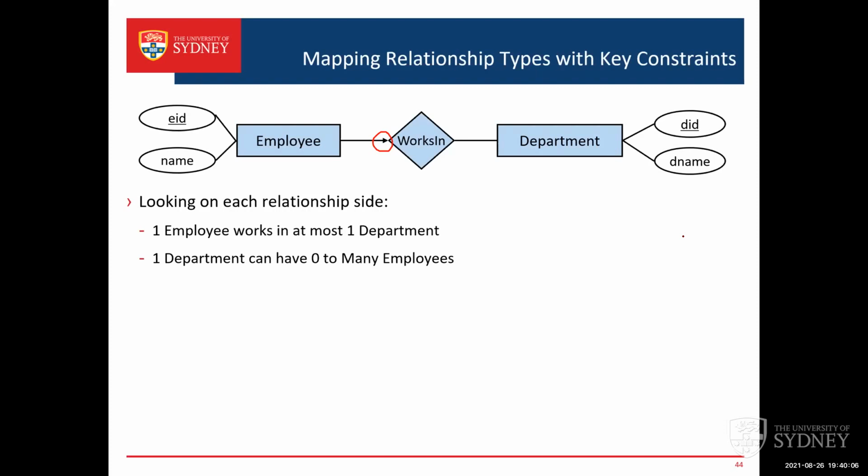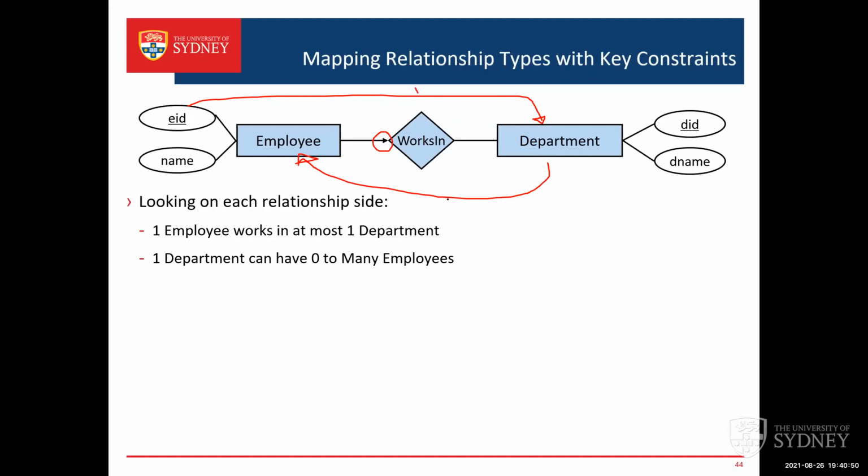So in this case, the relationship is not many-to-many, and that means we don't need to create a table for works in. So how do we put the condition there that one employee can work in at most one department and one department can have many employees? Now think about it: we are not going to create an extra table for works in. That simply means I either have to take employee ID and put it into department to connect, or take this department ID and put it into employee.